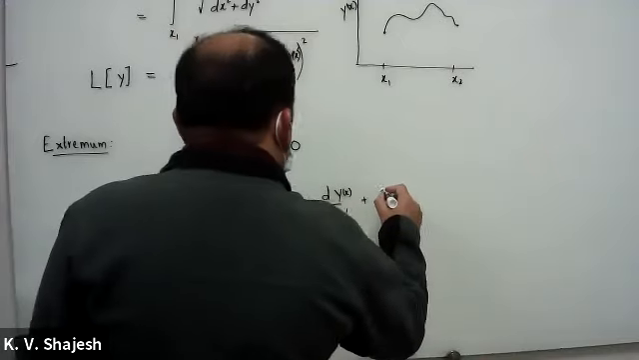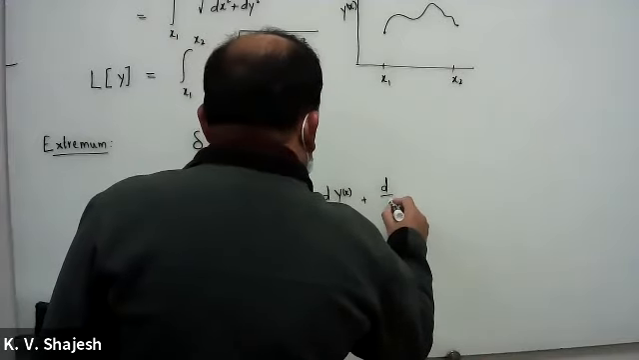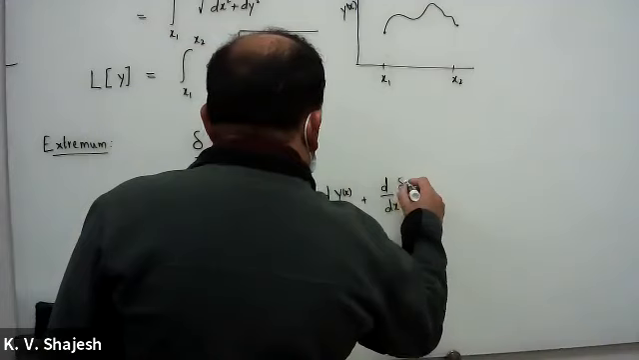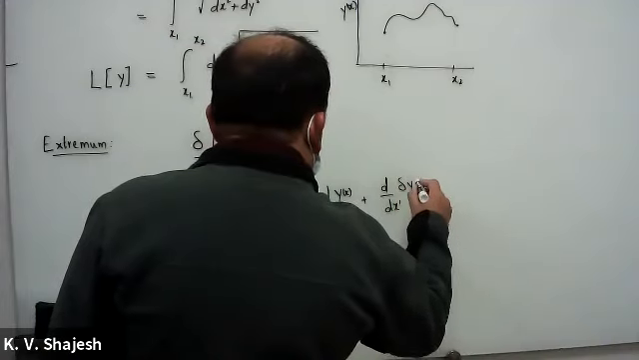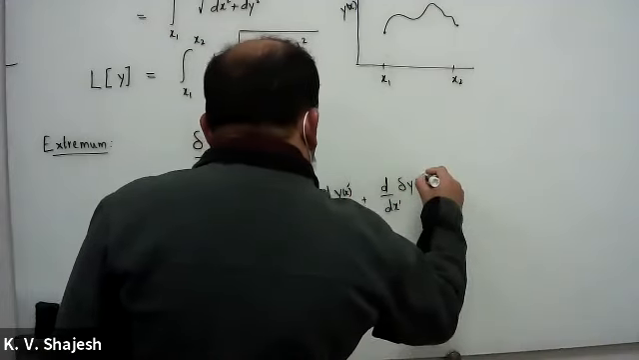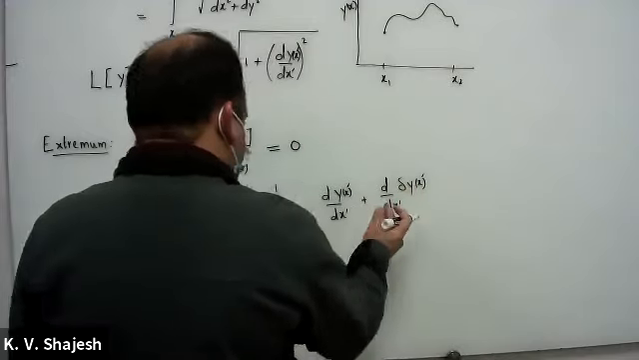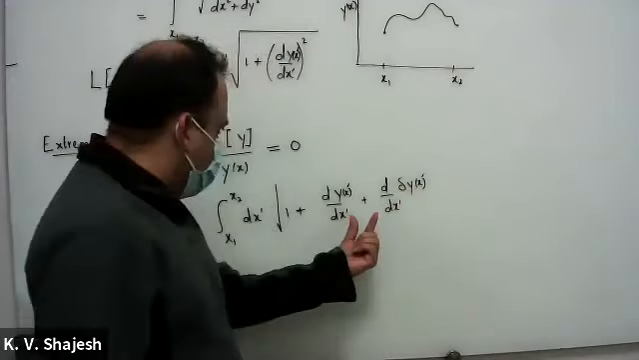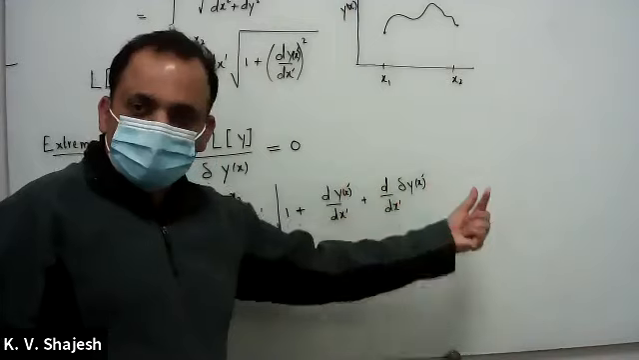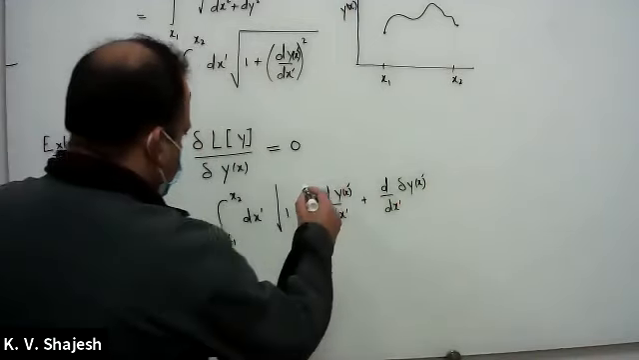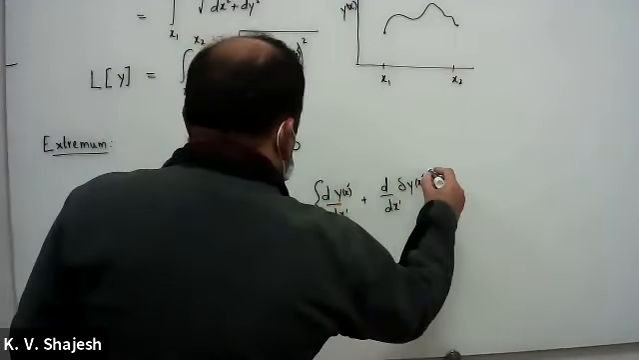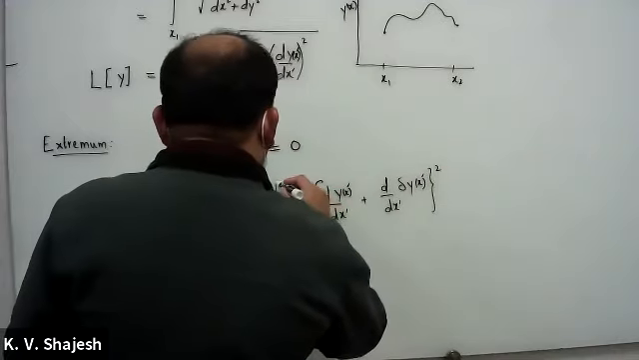plus d by dx prime of delta y of x. Notice this is also a function of x prime. So this can be done in two steps: d by dx of y plus delta y prime, and that's squared. Is that clear?